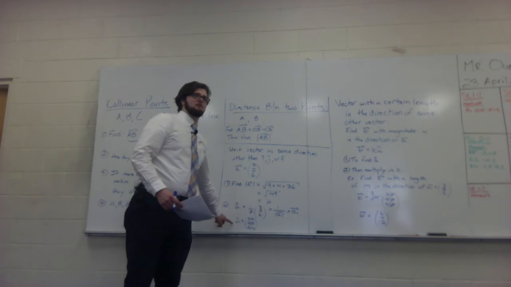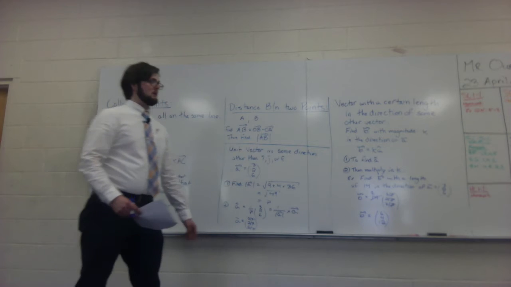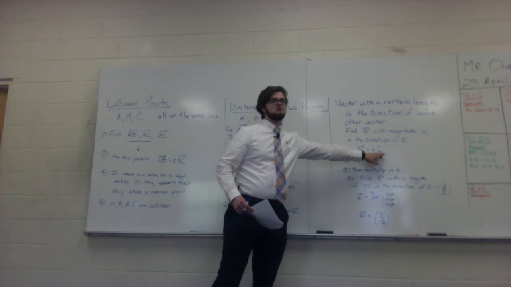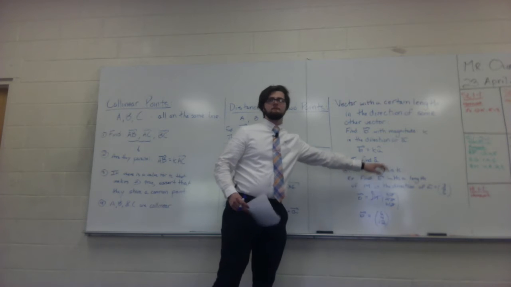Why are they for 7? Because that was our unit vector. Oh, you used that one? Yeah, so this is not A with a vector. This is specifically the unit vector of A.